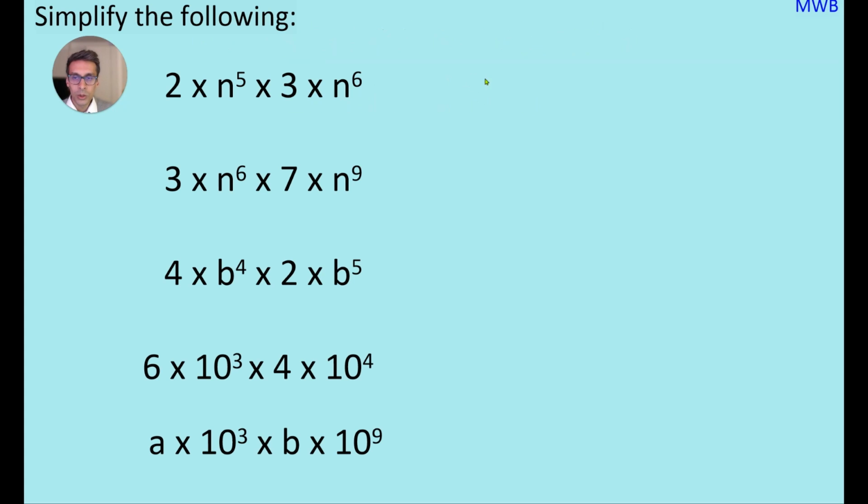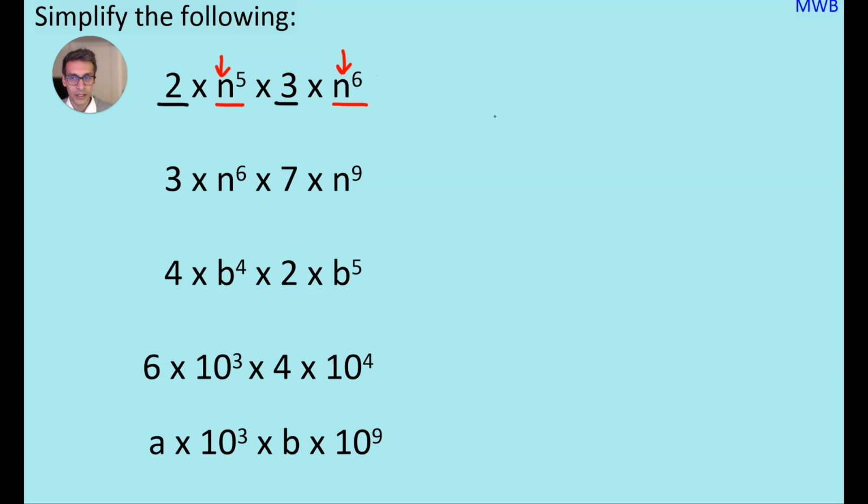So let's just do a quick example of one of the skills that you need. It's laws of indices, and I'm going to do the first example for you. When you are simplifying questions like this, what you want to do is look for the numbers and then look for anything that's got indices. If the base matches, so in this case the base is n, so n to the power 5 times n to the power 6, you can use the law of indices.